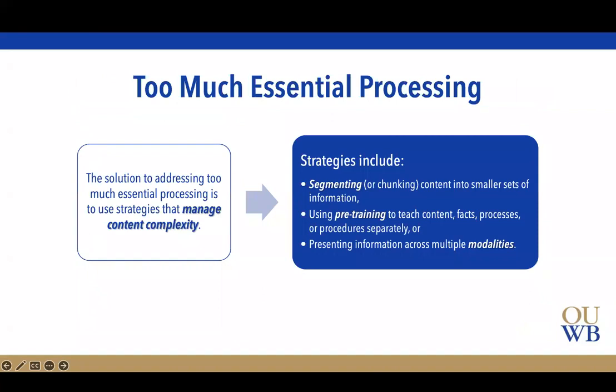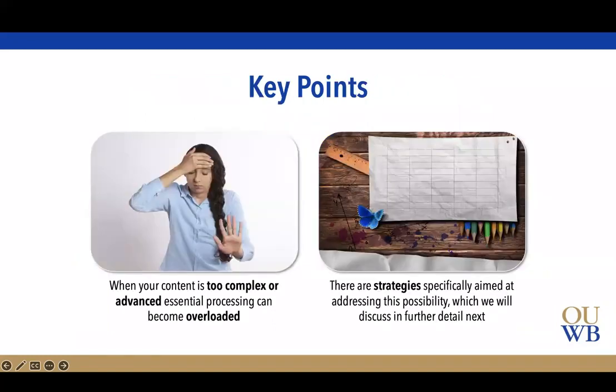So when too much essential processing is happening, it's related to content complexity. Those are the strategies that we're going to get into in a moment. I just went over this. But the key points in this section are really that when your content itself is too complex or too advanced for your learners, essential processing becomes overloaded. And so in those circumstances where you might realize, hey, this is a possibility, this may happen, you're going to want to apply some of the strategies that we're going to spend the rest of today's session talking about.